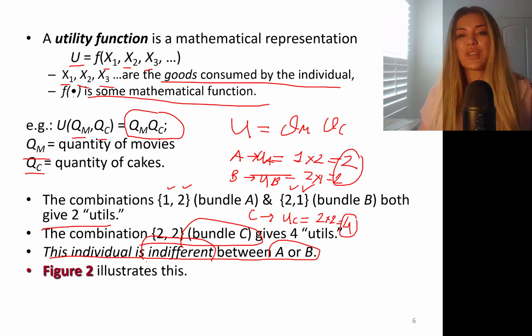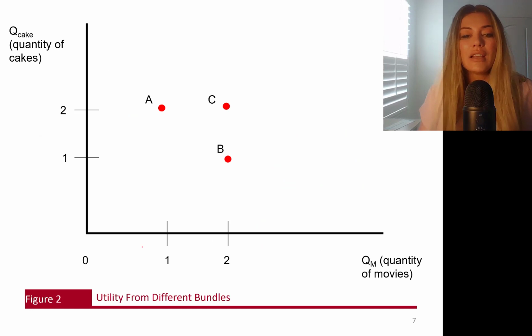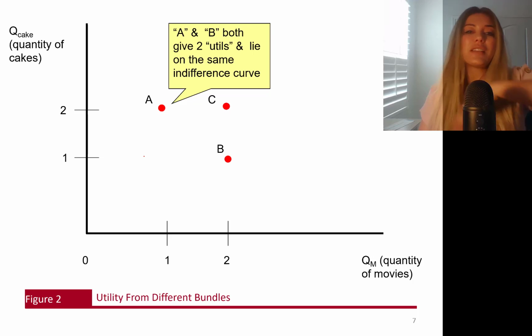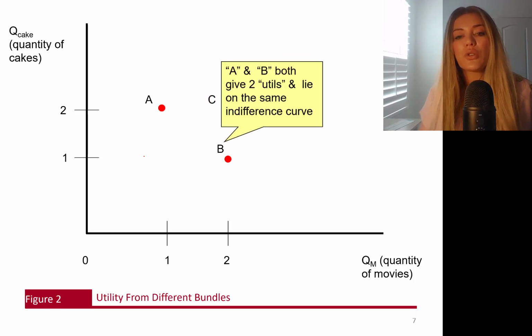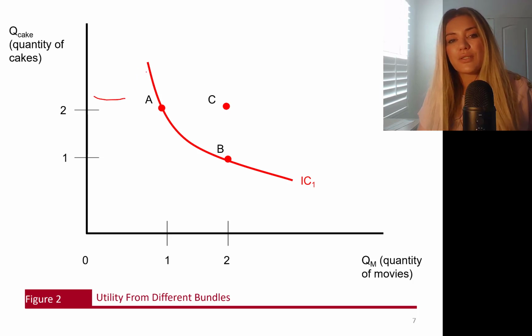Okay, going back. Figure 2 illustrates this. So how can we put this in a graphical form? This is what it's going to look like. Both bundles A and B give you 2 units, and they must then lie on the same indifference curve. An indifference curve shows you the points that give you equal utility. So if you go to some other point on this indifference curve, that's again the same utility as A or B.